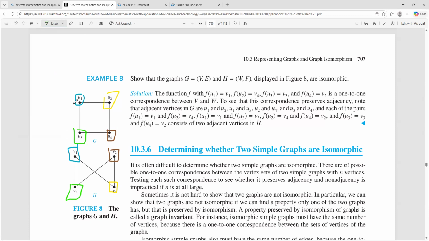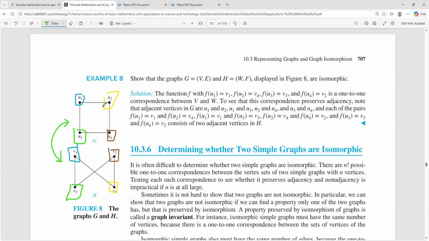See how I matched them in such a way that the correct colors are matched to the correct colors. Blue is connected to yellow and green. Brown is connected to yellow and green. Green is connected to blue and brown. And thus they're both isomorphic, right? So if you want to see it intuitively, we basically took the first G and twisted it and got H.